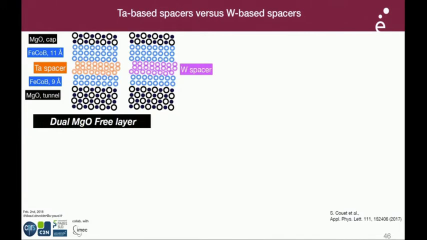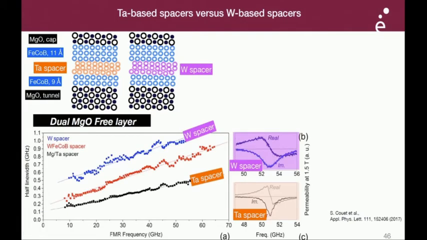And the energy cost of the reversal scales proportionally to the damping. So we measured the damping for various spacers. Once again by ferromagnetic resonance, and you immediately see that tungsten spacers yield broader line widths than tantalum spacers, all other parameters being the same, thicknesses. So definitely tantalum spacers are much better if we consider the damping as a criterion.